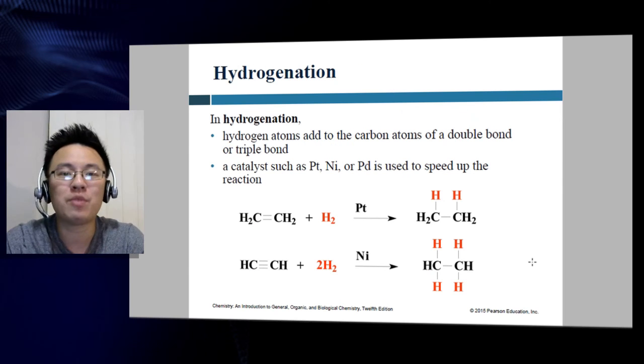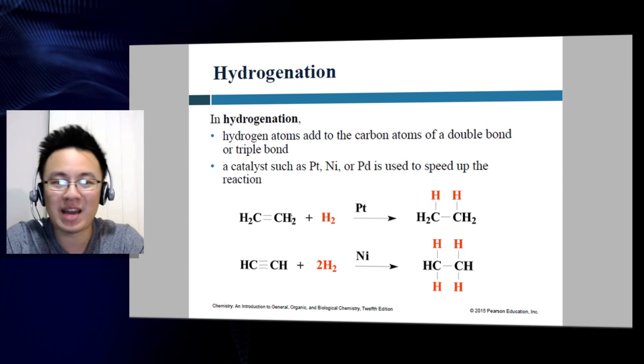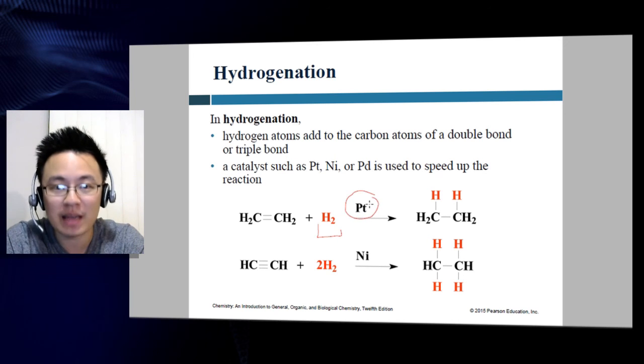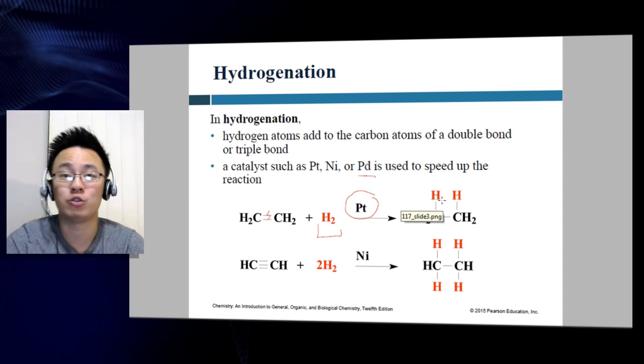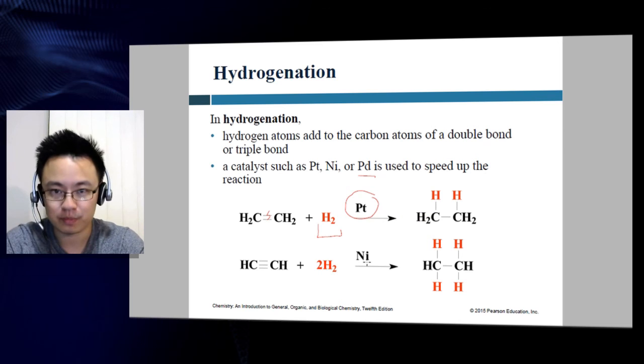So here is an example of that hydrogenation. You can see we have an ethene molecule mixed in with the hydrogen gas. You must have platinum, nickel, or Pd in the reaction, otherwise it won't happen. And so that double bond is going to need to break up, and then the two hydrogen atoms start to bond to it.